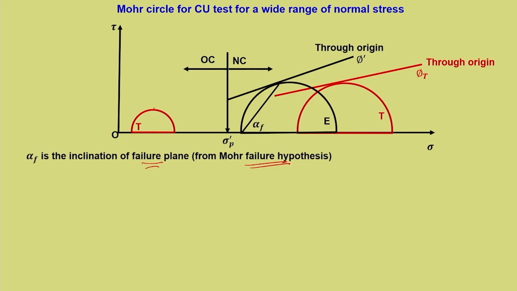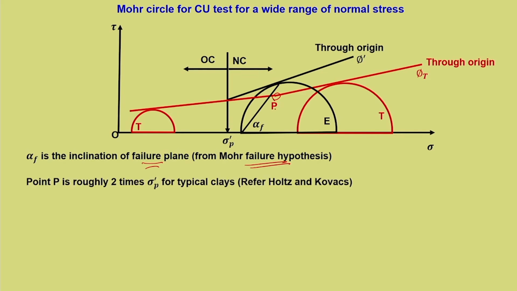Now, the total stress envelope for OC is drawn, and you can see that there is a kink or a discontinuity at this point P. This point P is roughly 2 times sigma dash p for typical clays, and this information is obtained from Holtz and Kovacs. The original paper is different. If you are interested to find out more, you can always refer to this book and cross refer the literature. The effective stress circle for OC is drawn and the failure envelope is drawn. In both these cases, there will be a sort of cohesive intercept.